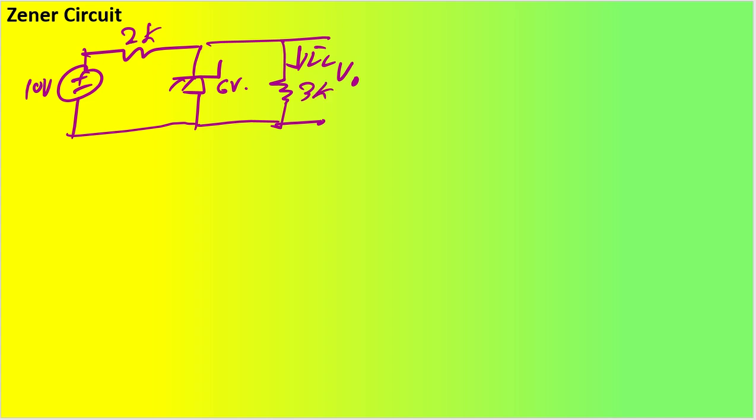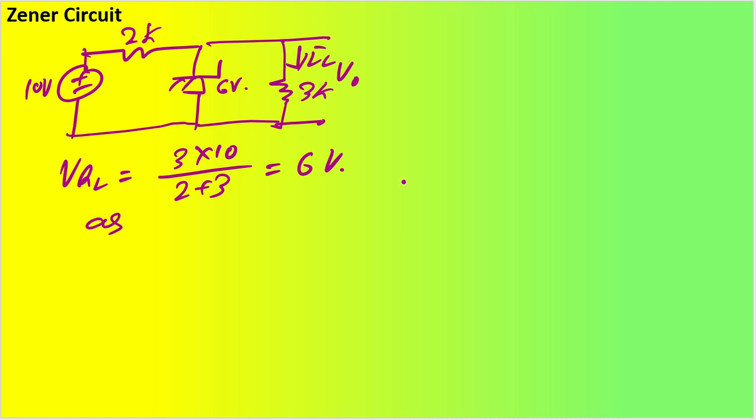So what will happen? My VRL in this case is going to be 3K, that is 3 multiplied by 10 divided by 3 plus 2. So 3 into 10 divided by 2 plus 3, that is 30 by 5. 5 twos are 10, 5 sixes are 30, so 6 volt. As you can see, my 6 volt is nothing but your VZ. So it means Vout will still remain 6 volt, not a problem.